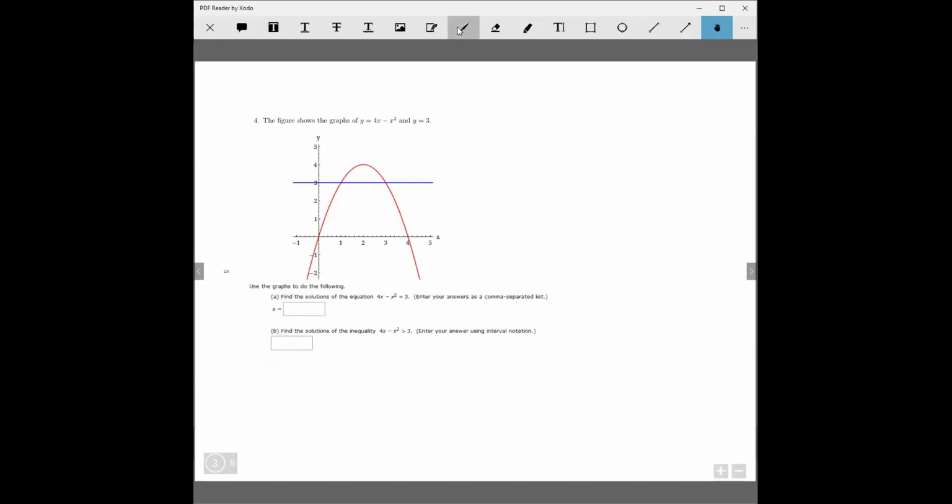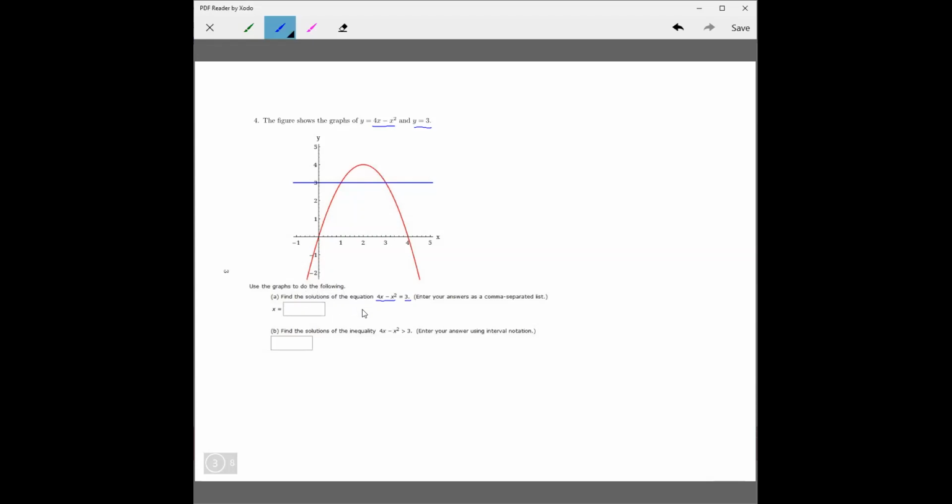Okay, let's move along. Here we have another one, exercise 2. So the thing here is that there are 2 different functions. There's y equals 4x minus x squared, that's this red parabola. And then y equals 3, that's this line. Okay, so use the graphs to do the following. A, find the solutions of the equation. So they're setting this equal to that, just setting those 2 equal to each other.